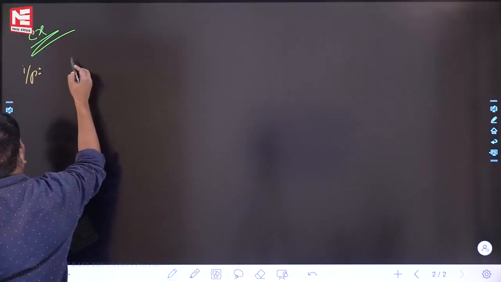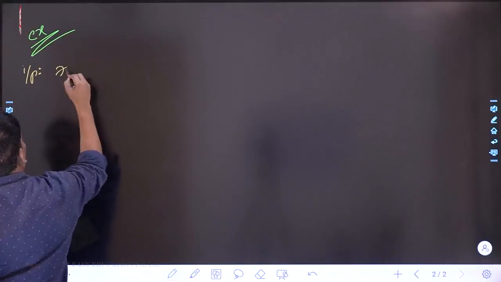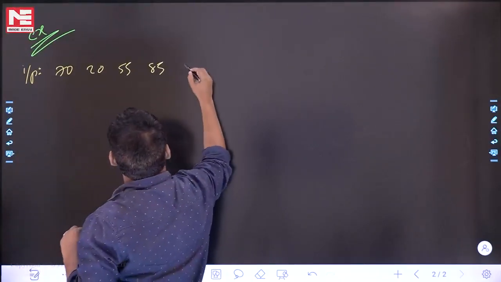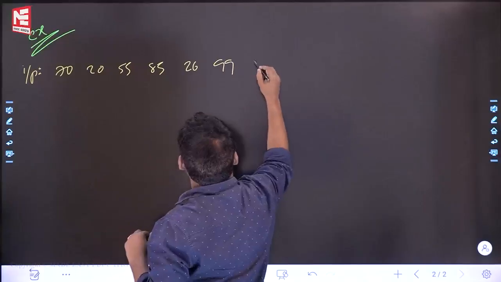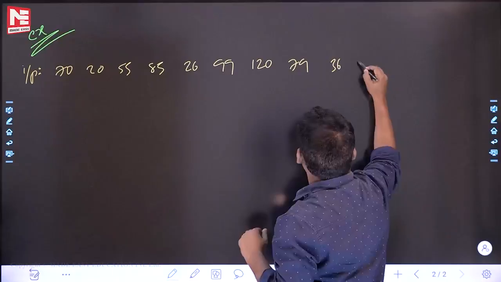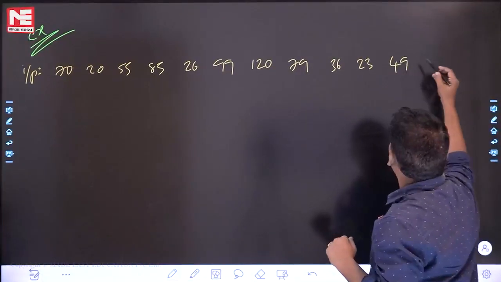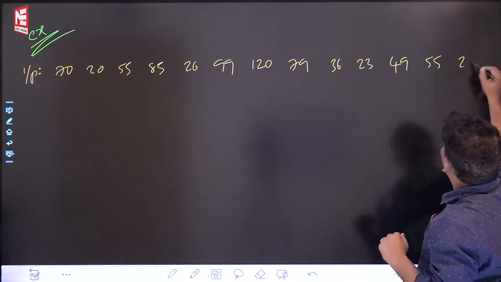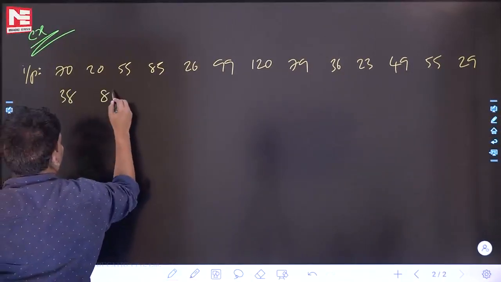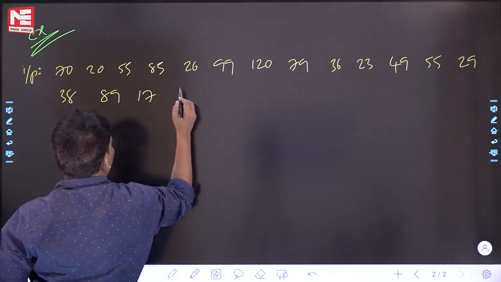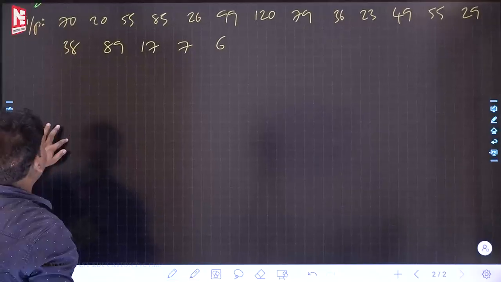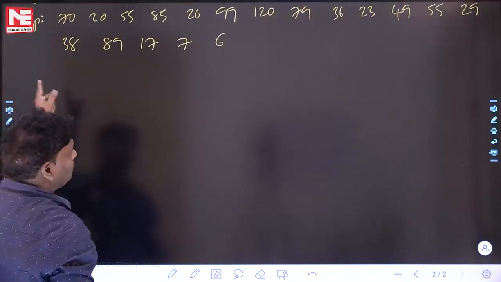See this one, everyone? Input 70, 20, 55, 85, 26, 99, 120, 79, next one 36, 23, 49, 55, 29, 38, 89, next one is 17, 7, 6, some elements. I don't know how many elements, not required also. Can you help me now? First step, you want to create almost complete binary tree.